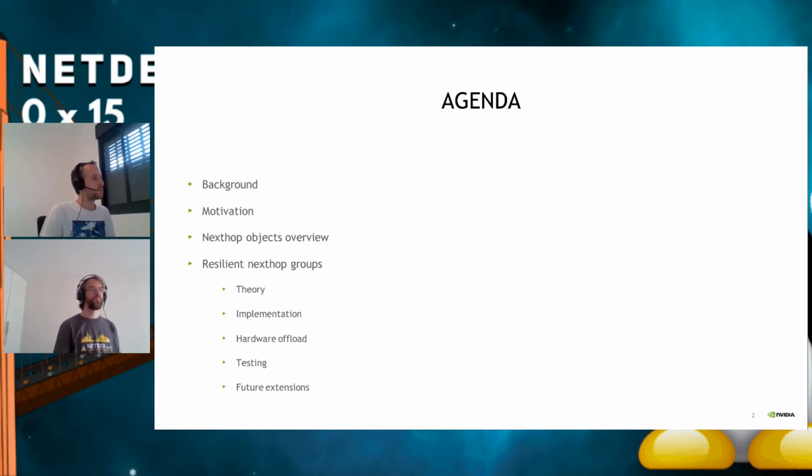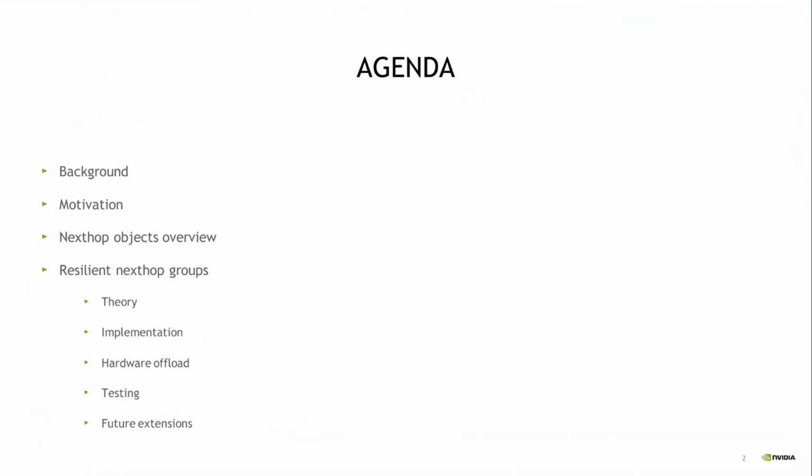The agenda for this presentation is to give a short background about multipath routing. Then we will cover the motivation for resilient NEXTHOP groups. Then we will give a short overview of NEXTHOP objects, which is the kernel infrastructure on which resilient NEXTHOP groups are based. And then we will talk about resilient NEXTHOP groups. We will cover the theory, the implementation, hardware offload, testing, and finally, possible future extensions. Next slide, please.